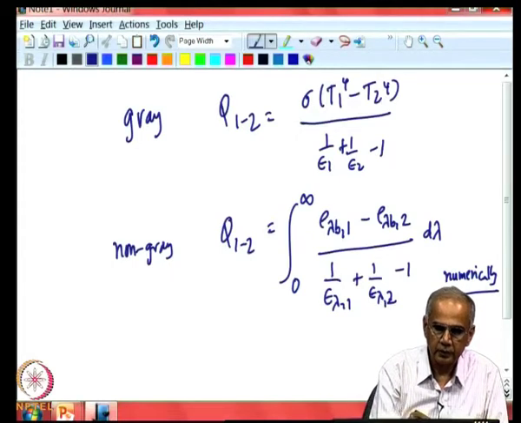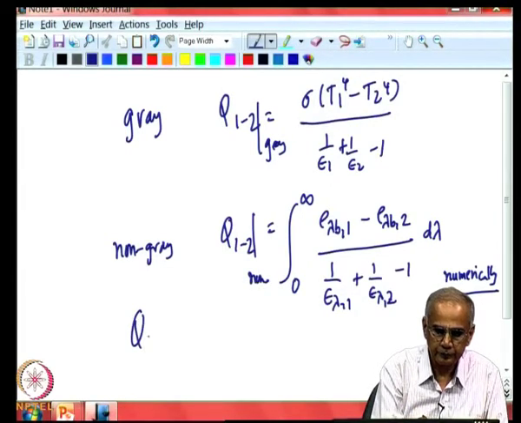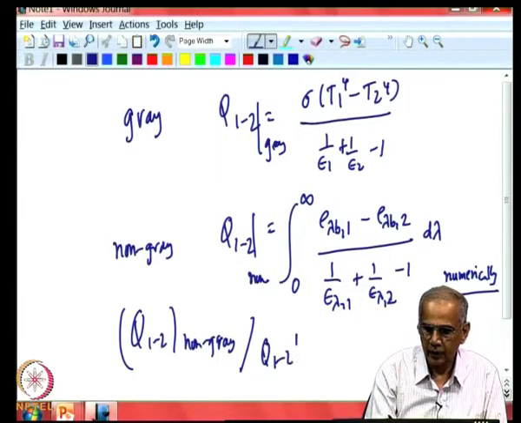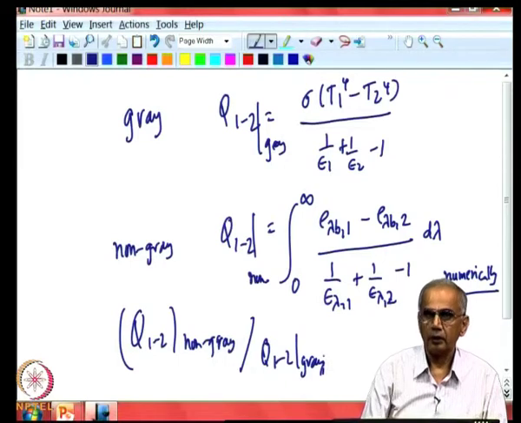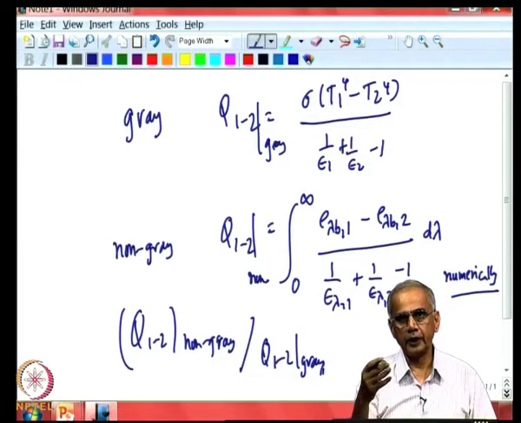Now, what we are doing is this is gray, this is non-gray. So, taking a ratio of non-gray to gray. The idea of this plot is to give you an idea of what is the error that occurs on account of an approximation made in the problem. Suppose you assume a non-gray surface to be gray, you would like to know how much error is involved.